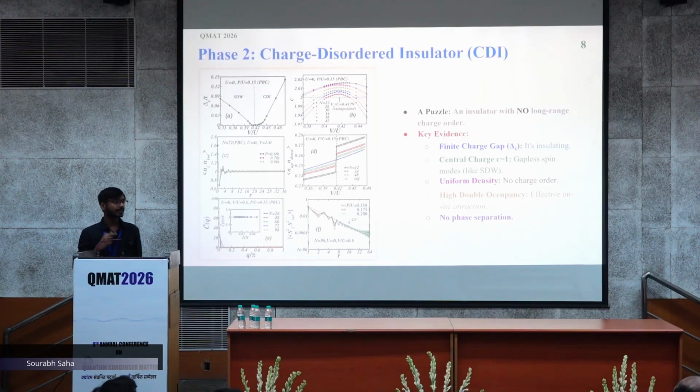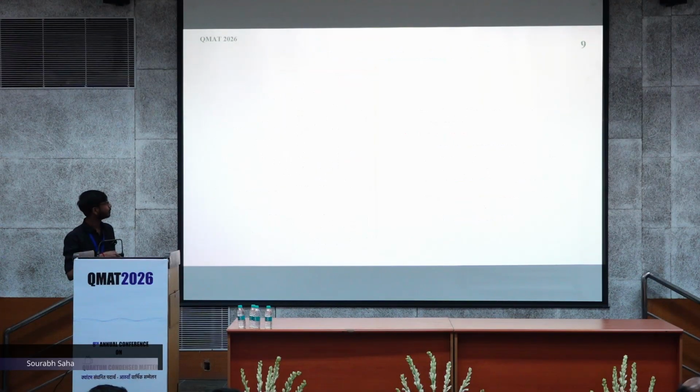And an even more puzzling thing is that here double occupancy is so high that an effective on-site local attractive interaction is generated. So it's an insulator that is not a Mott insulator, that does not have any long-range charge order, and even more, a local effective attractive interaction is generated, which does not fit into any standard phases. So the next question is, what's the mechanism? The answer lies in frustration.